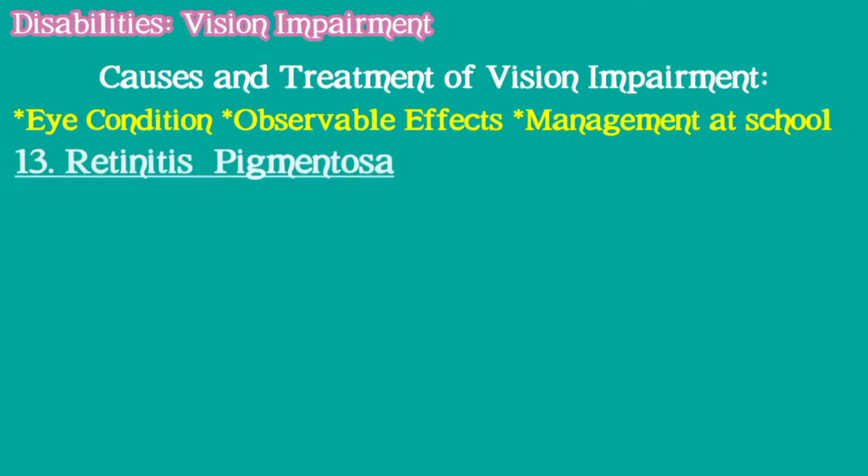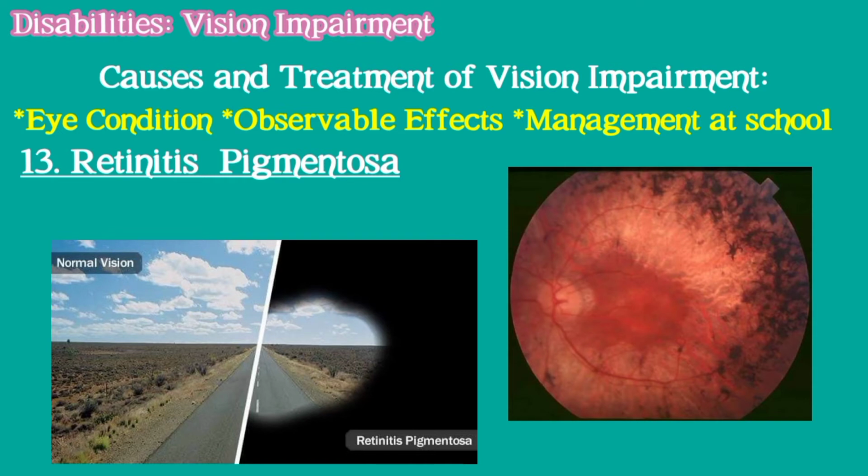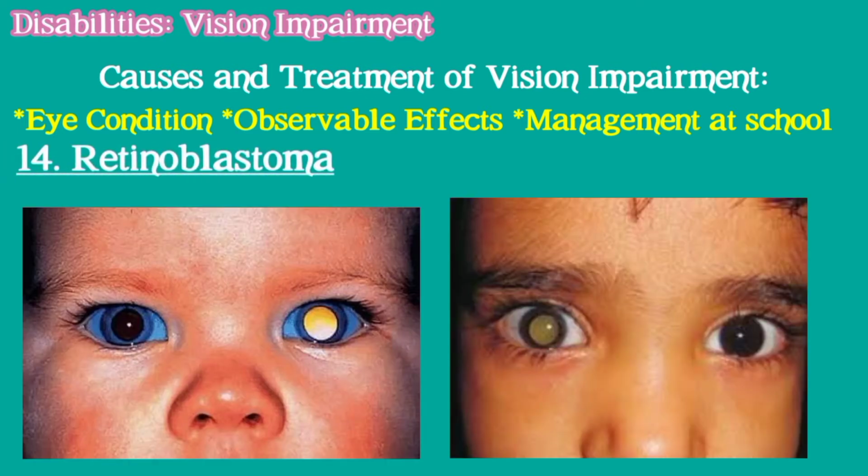So next is retinitis pigmentosa. This is the progressive degeneration of the retina. The observable effect is loss of peripheral vision, loss of vision in unlit places, tunnel vision, oversensitivity to light. The management at school is restricted mobility in unfamiliar places, encourage scanning, caution needs to be taken in darker places.